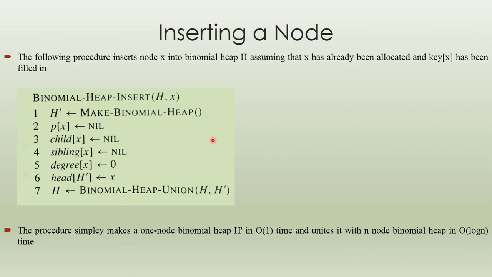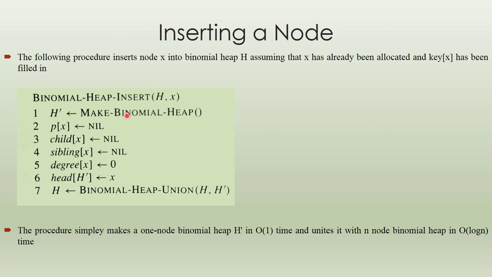Next procedure is inserting a node in binomial heap. The following procedure inserts node x into binomial heap H, assuming that x has already been allocated and the key of x has been filled in. So this procedure works with an assumption. It will insert a node x. For that node x, the key value will be already stored and that node block is already allocated. So actually I am going to insert that node into an already existing binomial heap H.